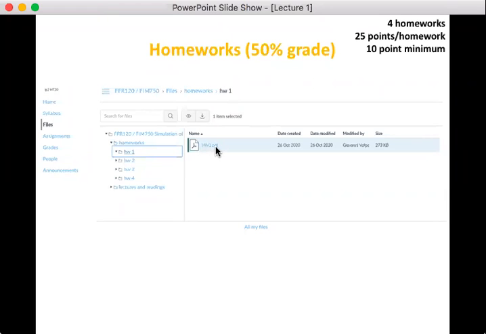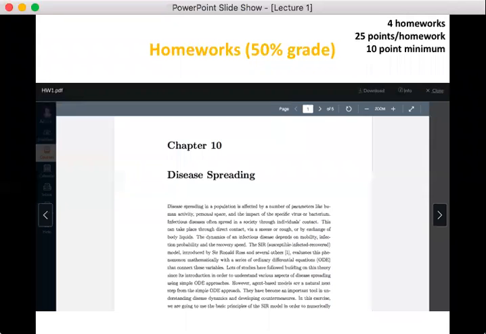When you click here, you will get, okay, very important. So we'll have 4 homeworks. Each homework gives 25 points, and you need to get at least 10 points in each homework in order to pass the course. It's a very low mark in the sense that if you do them, it should not be a problem at all to get at least 10 points in each homework.